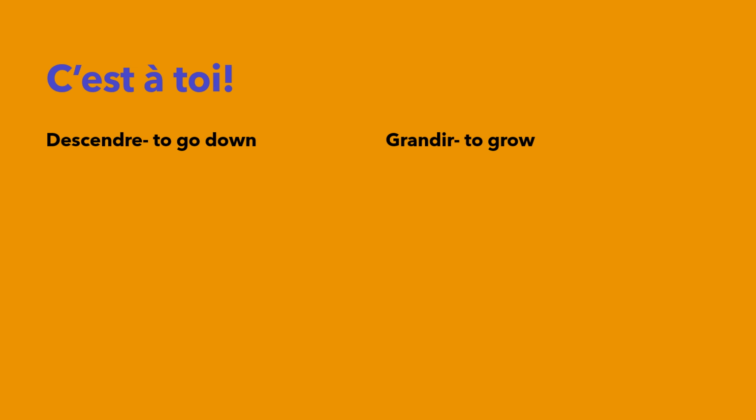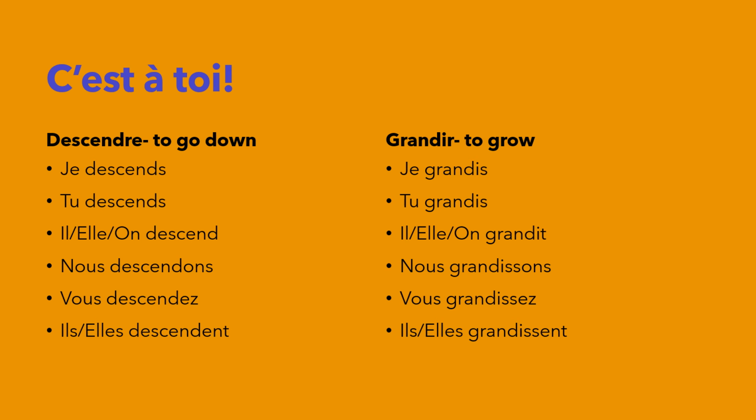Okay, let's see if you were correct. Take a look at your conjugations and compare them to ours. Je descends, tu descends, il, elle, on descend, nous descendons, vous descendez, ils, elles descendent. Did you do it correctly? I'm sure you did. Grandir: je grandis, tu grandis, il, elle, on grandit, nous grandissons, vous grandissez, ils, elles grandissent. Did you conjugate it correctly?